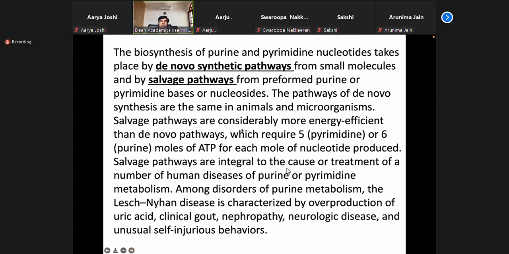This is basically the written form of whatever I just talked about in the previous slide, so you can go through this slide. These are two different pathways: the de novo synthetic pathway and the salvage pathway. This is required for synthesis of nucleotides for DNA replication to occur in the cells. And if DNA replication is not happening, then even your hybridoma cells, primary cells, or cancer cells are not going to survive.